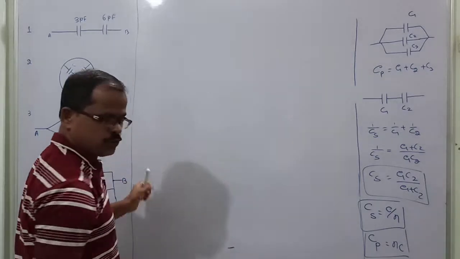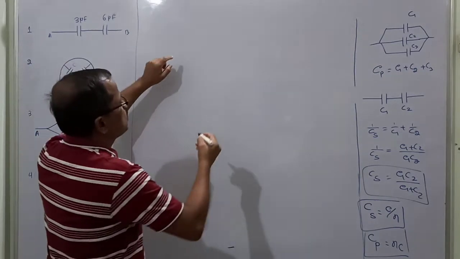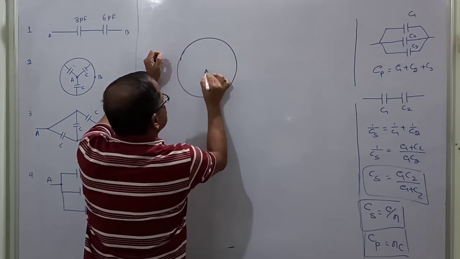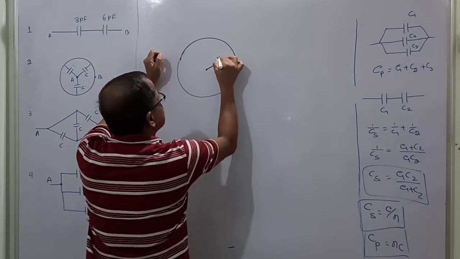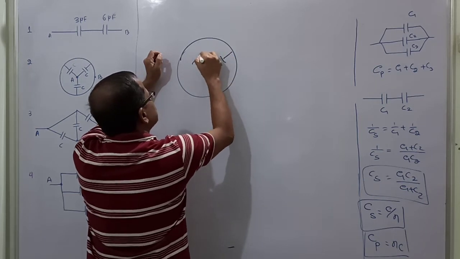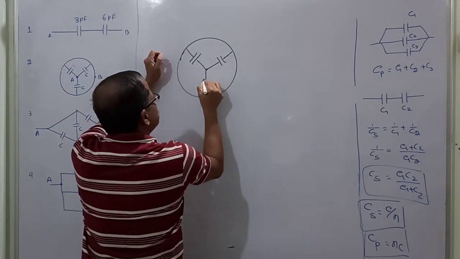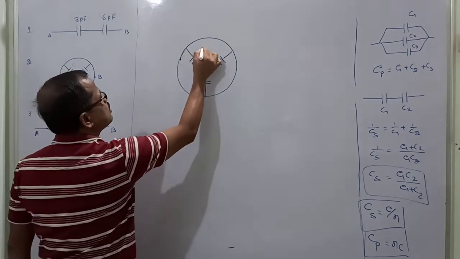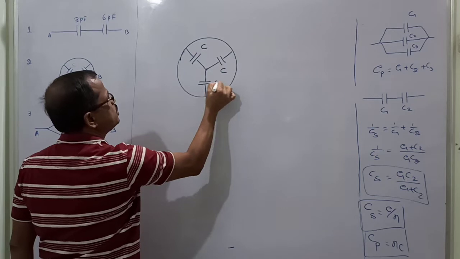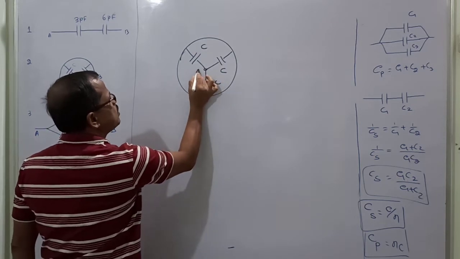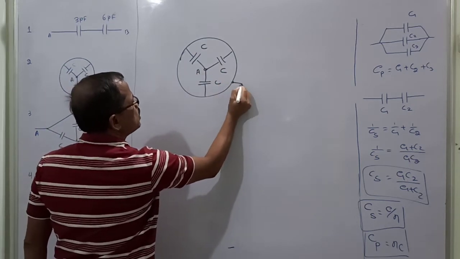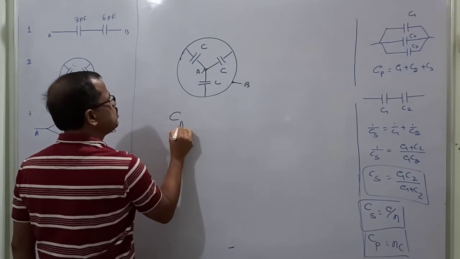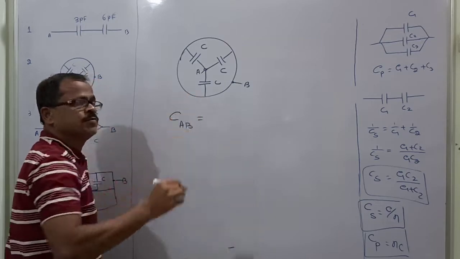Now in question number 2, there are again 3 capacitors given here, with the combination taken from the center. This is capacitor 1, this is capacitor 2, this is capacitor 3. Let all capacitors have the same value, C. This is the center, named A, and this point is B. It is required to get the net capacitance between the points A and B. This is my question.